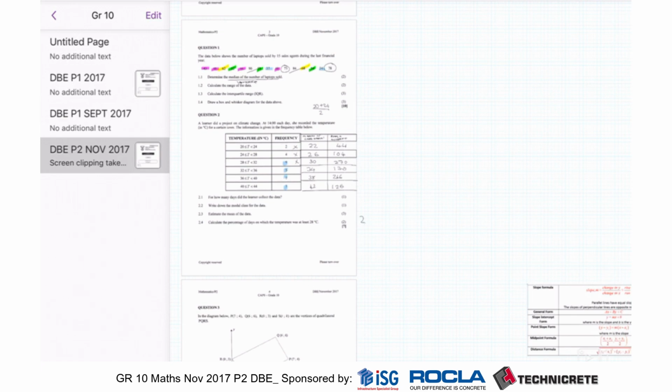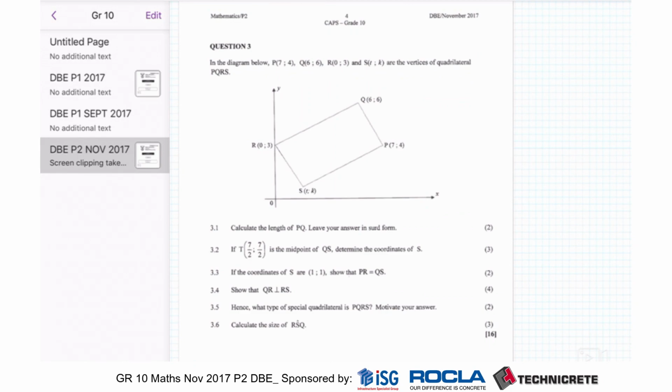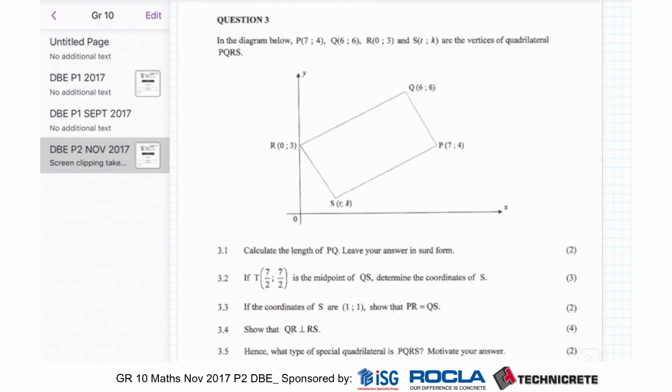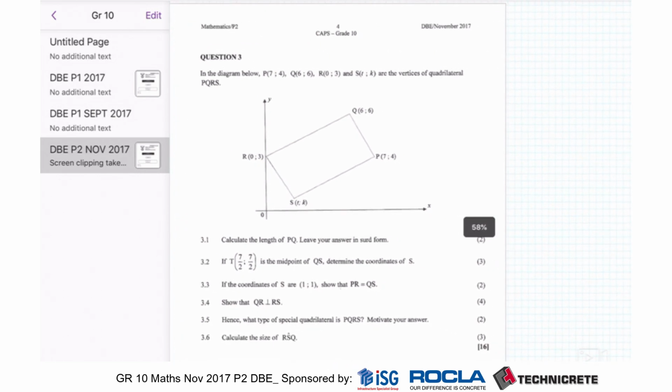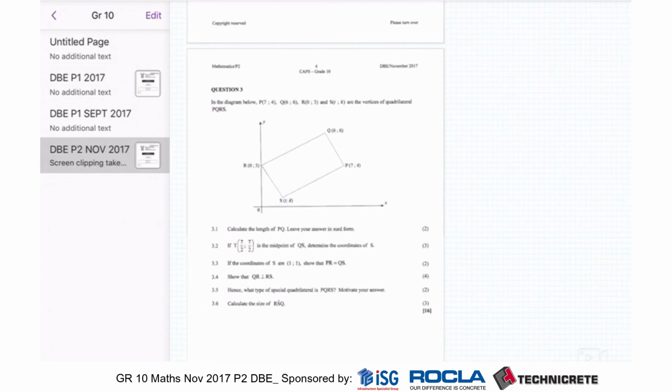Question 3 says, in the diagram below, we're looking now at analytical geometry. So it says in the diagram below, P is 7, 4, Q is 6, 6, R is 0, 3, and S we don't have the values, are vertices of a quadrilateral. Firstly, it says calculate the length of PQ, which should be fairly easy because we're given both lengths.